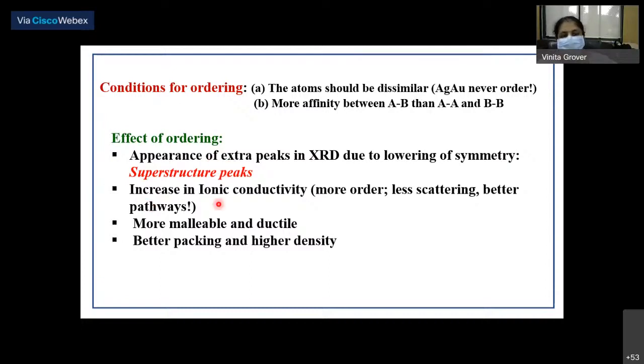But the effect ideally is an increase in ionic conductivity or electronic conductivity. Why? Because once the material is ordered, the atoms are arranged in a particular fashion. So they cause less scattering, and they provide better pathways for conduction. So there is an increase in conductivity. Plus, when they're arranged and ordered in a particular fashion, they are more malleable and ductile, and there is better packing and higher density in the ordered materials. Okay, so these are the effects of ordering.